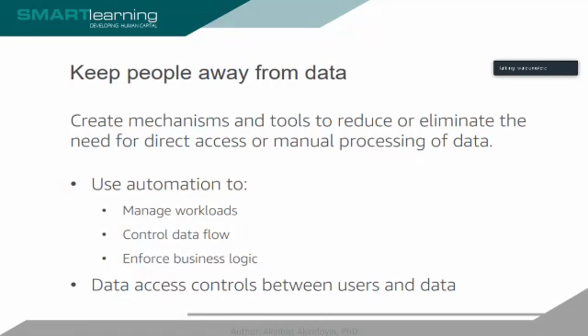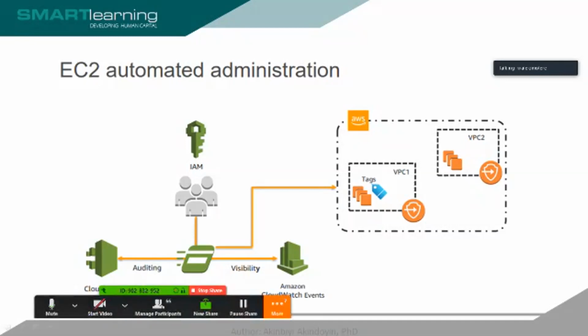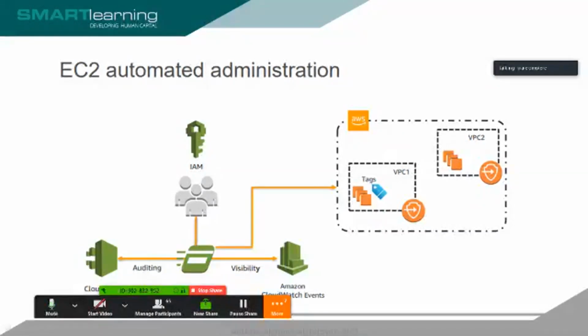So, data access control between users and data. This is a very good example. If you run a command, this user has an IAM policy attached to it, so it has access. If you make an API call, so you run the command, whenever you make an API call, CloudTrail tracks it and audits it, and it can talk to CloudWatch Events and check if this user actually has the requisite permission to access the environment, before it actually allows it.